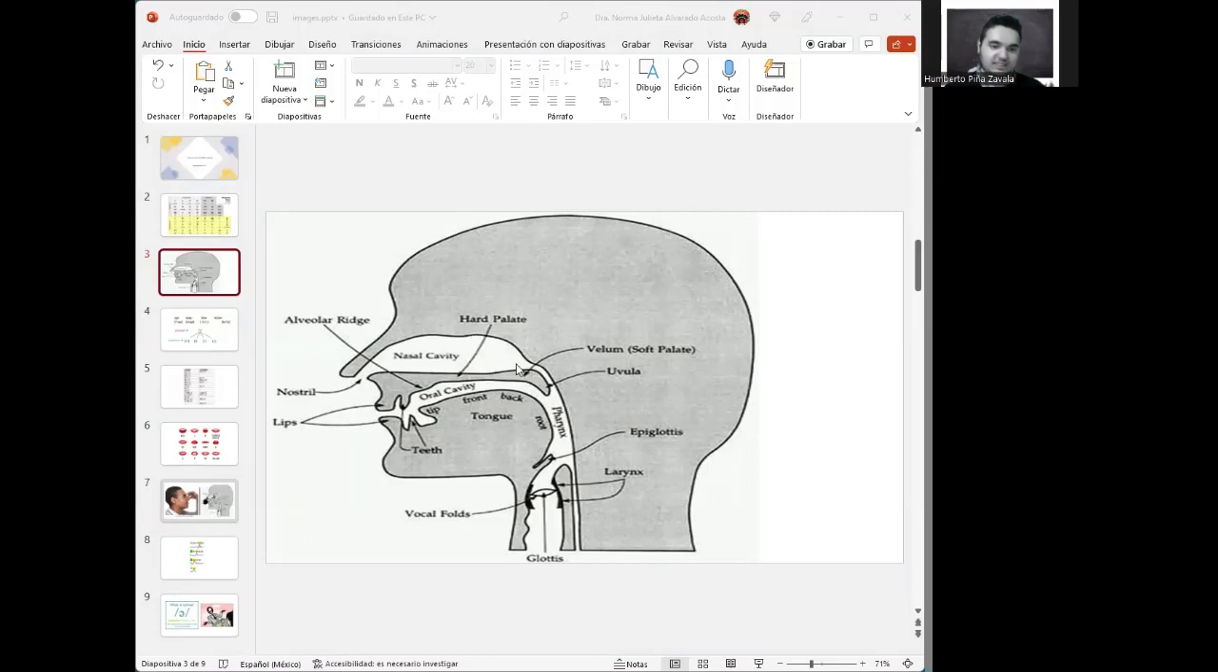So as you can see, when the nasal cavity ends, there's a hole going to the soft palate, connecting to the tongue, and that's called a pharynx. Then it is to the rest of the throat.